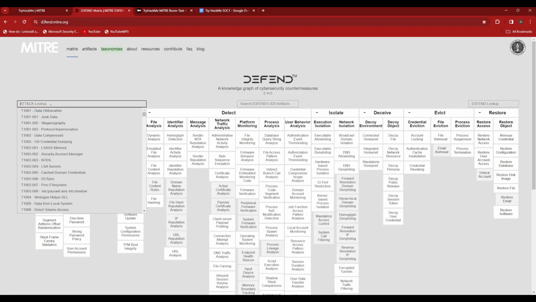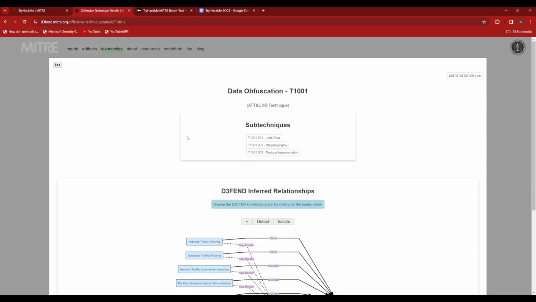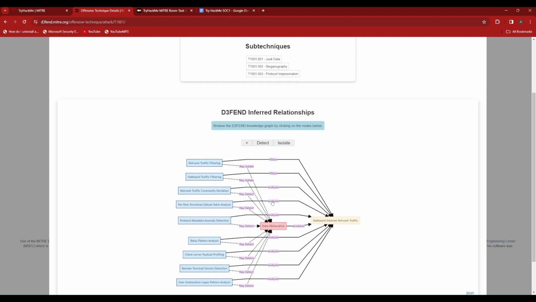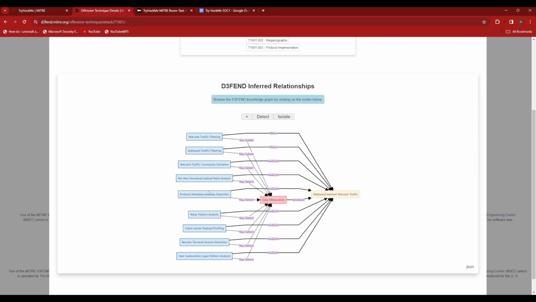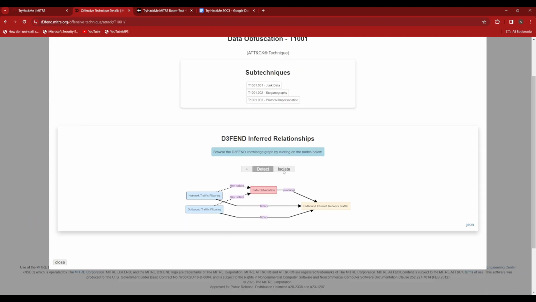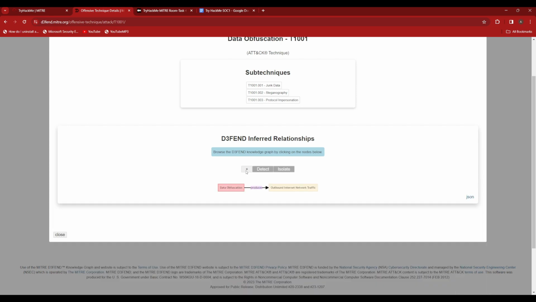So yeah, let's go here to attack lookup, data obfuscation, and looks like, what does the attack technique from the previous question produce? Isolate. Okay. Looks like it is outbound internet network traffic. And it has all these options here for detect, isolate. There's a plus sign, minus sign, so you can get rid of all of that.